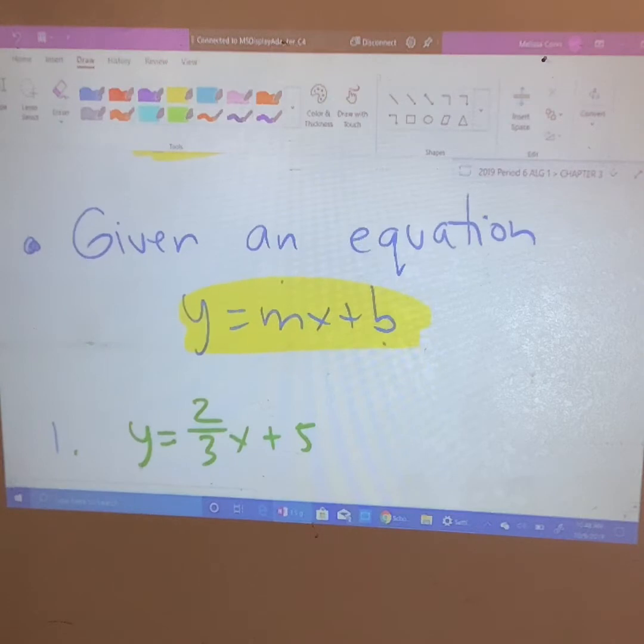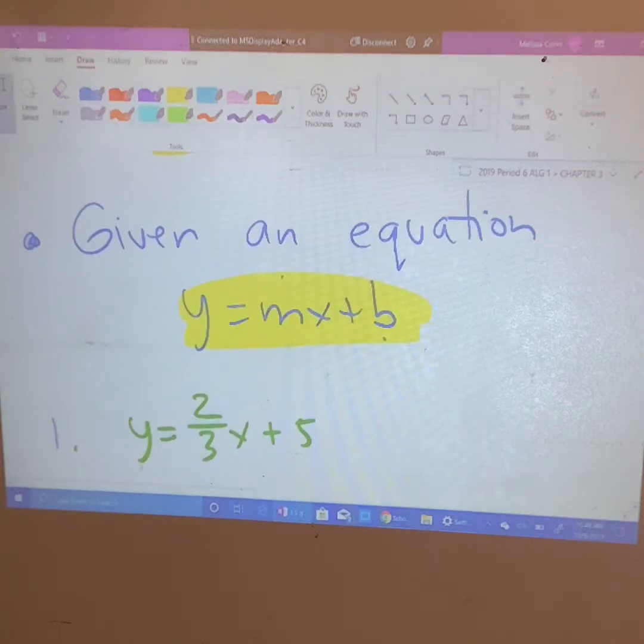All right, so here we go. If the equation is written in this format, y equals mx plus b, which is called slope-intercept form, the name slope is in it and the name intercept is in it. It's right here, the m and the b. M is the slope, b is the y-intercept. So on this first equation, y equals 2/3 x plus 5, the slope, which is sitting right there in the spot where the m is, is 2/3, and the y-intercept, the b, is 5.